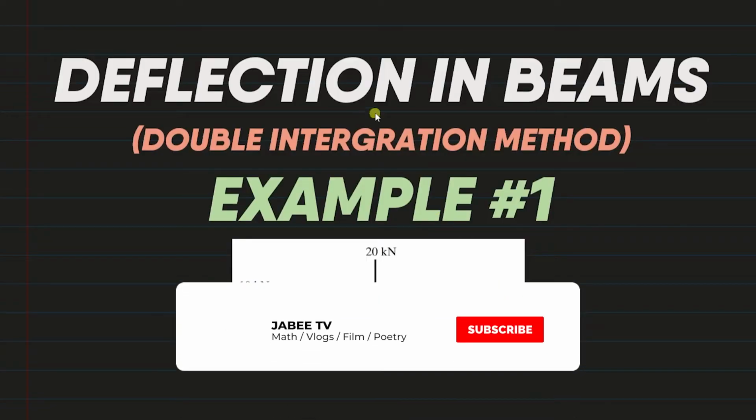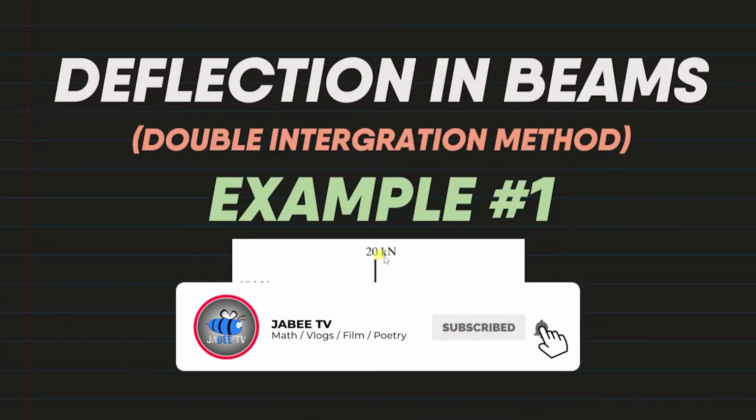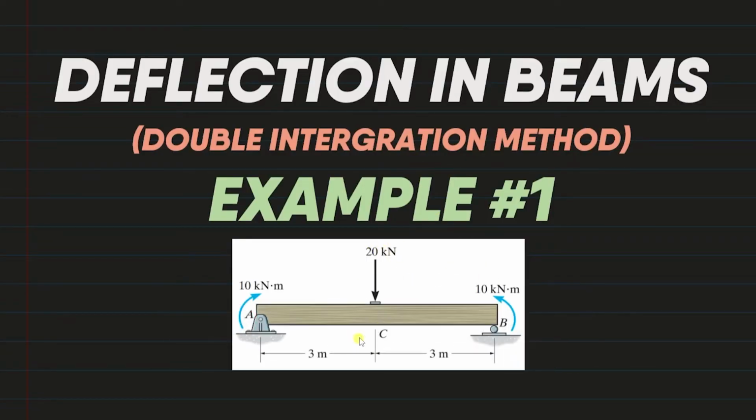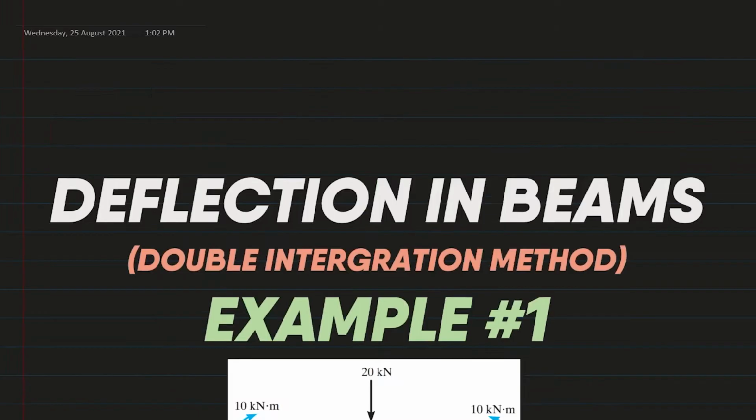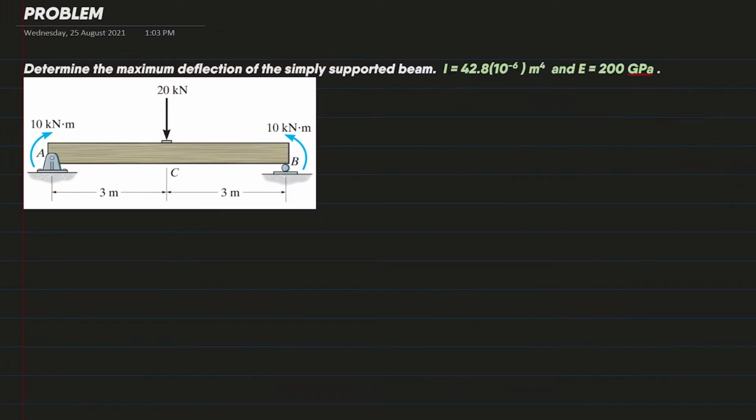Alright, so kung makita natin mga bis, andito yung ating beam. Kasi diba beam yung sinusolve natin. So, ayan, this is the setup of the beam and we are tasked to solve a certain problem. So, ito yung problem natin. Sabi dito, let us determine the maximum deflection of the simply supported beam given yung ating moment of inertia and the modulus of elasticity. Okay, so paano natin ito sisimulan?